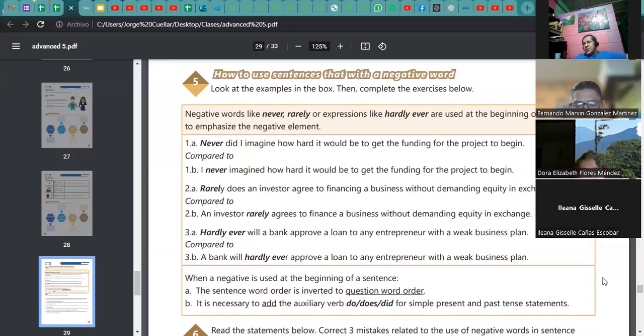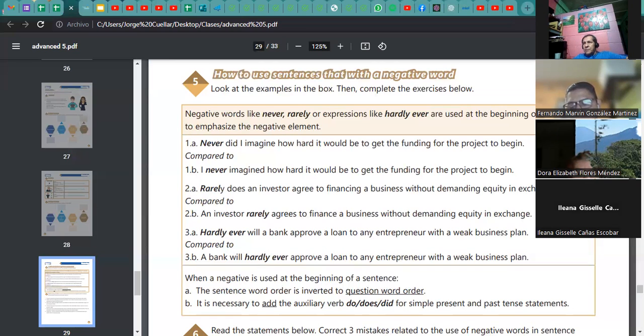That's auxiliary, and the second one doesn't have an auxiliary. The investor really agrees. Exactly. And whenever you use these expressions at the beginning, you are going to need an auxiliary because you are emphasizing on rarely, for example. But if you use a normal one, like in all the exercises B, you don't use the auxiliary and you just say that one. So agrees, for example, in that one, right?